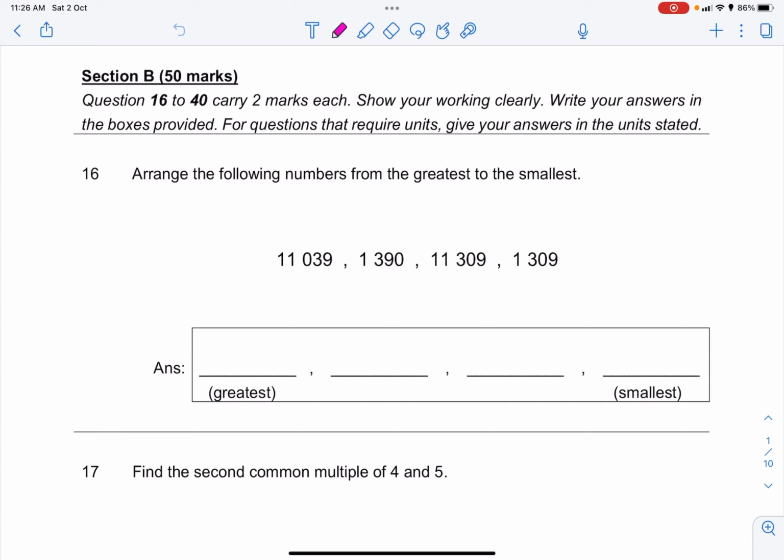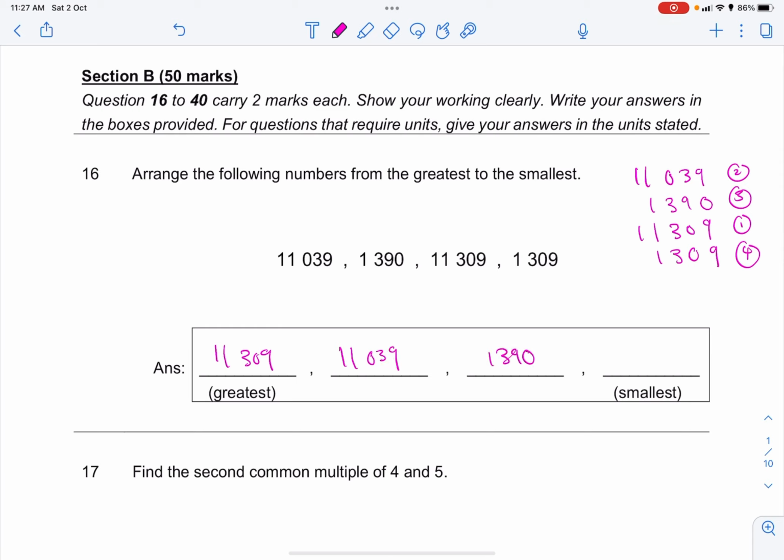So 11039, 1390, 11309, 1309. Okay, so the biggest would be this one, followed by this one, then this one, and this one. So the greatest would be 11,309, followed by 11,039, then 1,390, and 1,309.